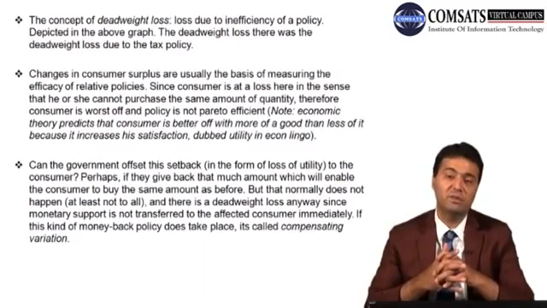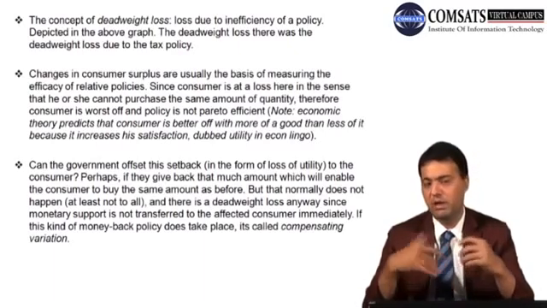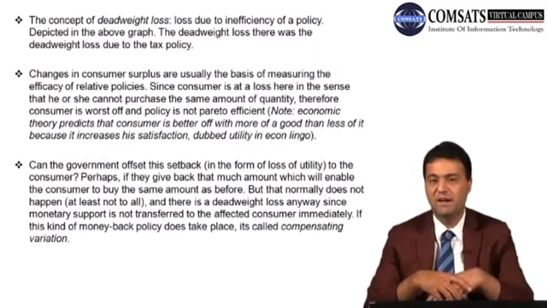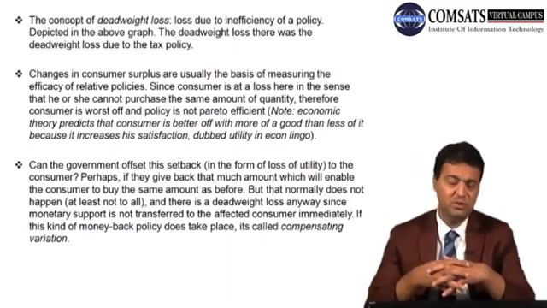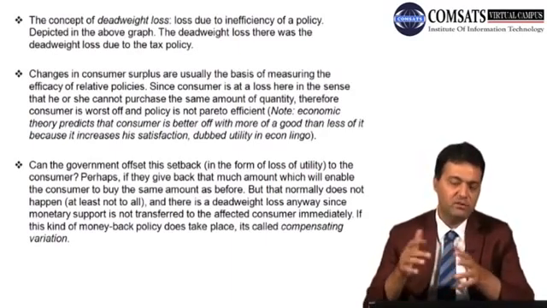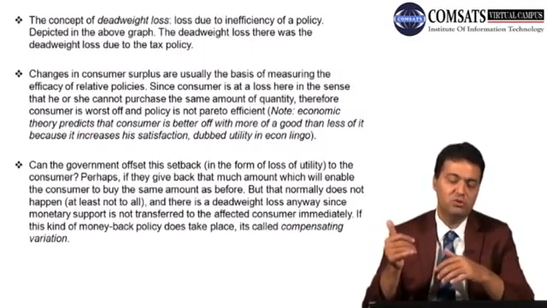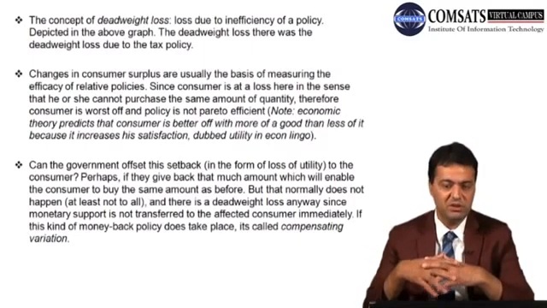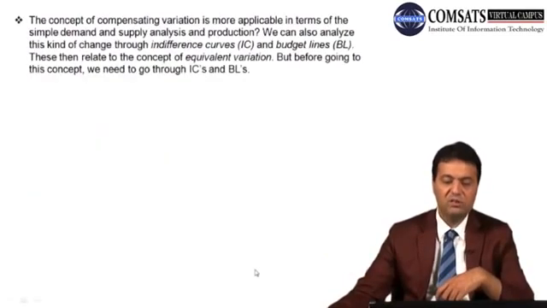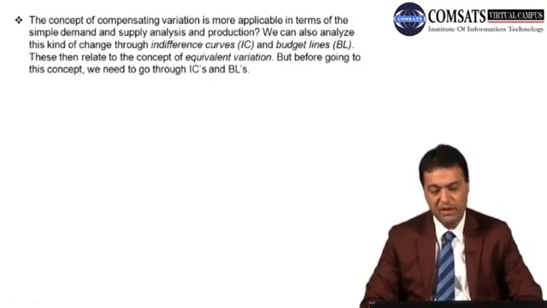ये कहलाएगी compensating variation. This is called compensating variation, and in the case that the government feels that it can do it, it can compensate for the loss in social surplus, and transfers an amount which makes the consumer come to the same place as he was before the prices rose. That's called compensating variation. The concept of compensating variation is more applicable in terms of the simple demand and supply analysis and production.